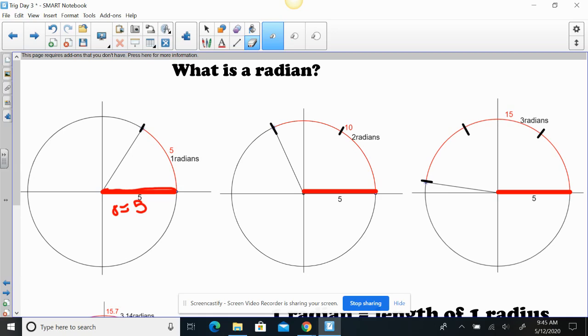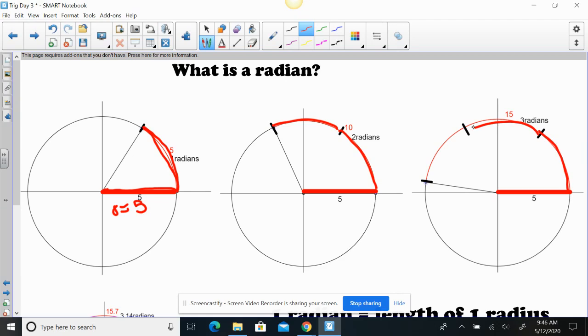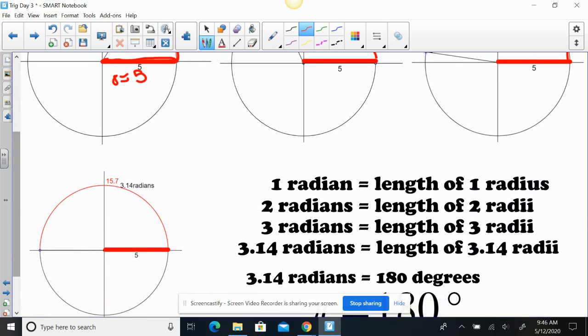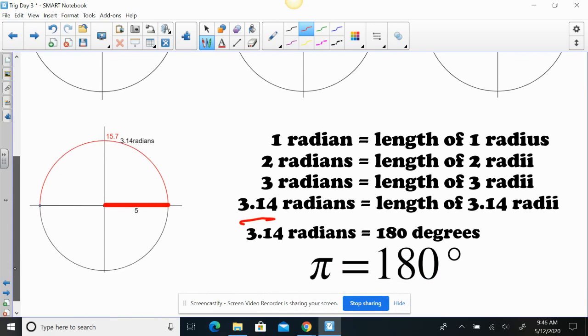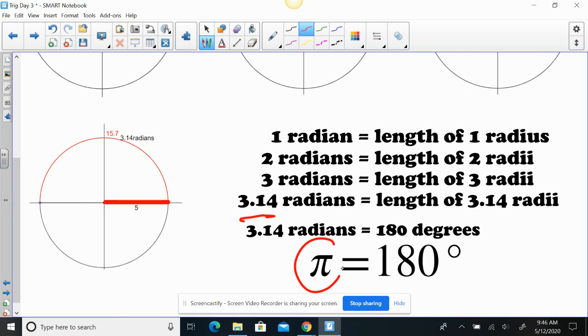So if I cut a piece of string and I started going around the circle, I would have 1 radius, 2 radius, and then 3 and a little piece. That little piece, if we actually measured it out, would be exactly 3.14. And 3.14 is pi. Well, it actually wouldn't be exactly 3.14 because it exactly measures out to be pi.